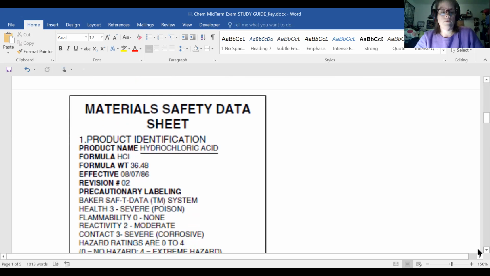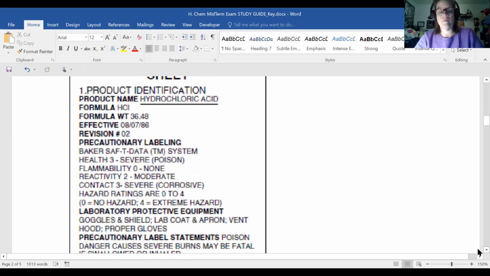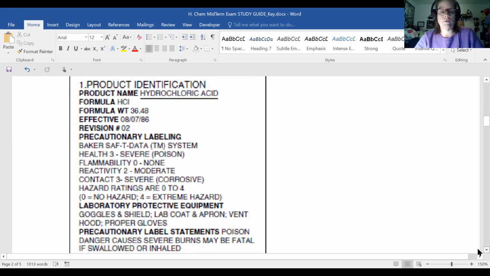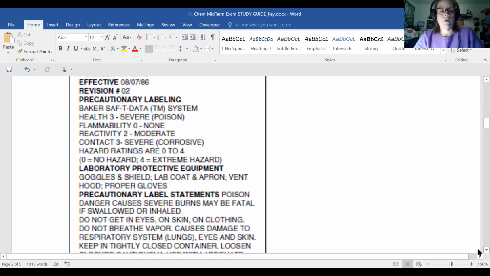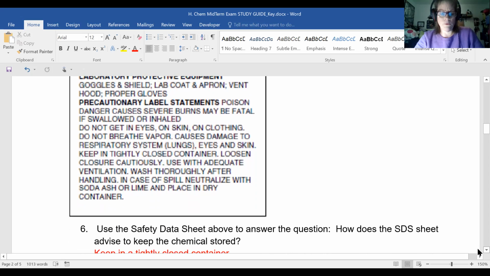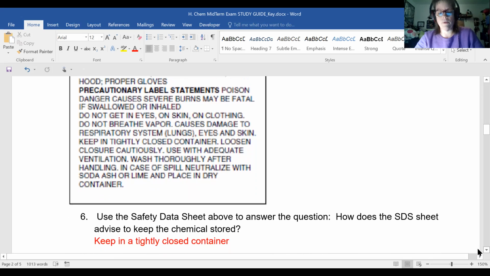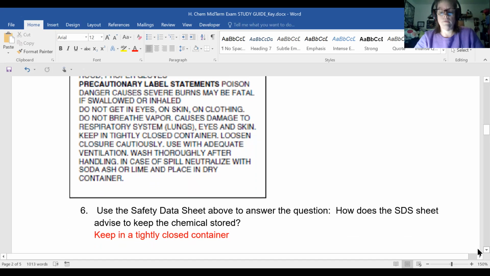All right, next thing we're going to take a look at is what we call a material safety data sheet. Currently, they're calling these just safety data sheets. You'll see it both ways, MSDS sheets or SDS sheets. They're the same thing. It's basically information about a chemical, how to store it, all kinds of safety information, anything like if someone gets hurt by the chemical or a spill or whatever. Your exam question will have a very similar safety data sheet. However, the question may not be exactly the same, but you just have to read through it to get the answer. And this question says, how does the SDS sheet advise to keep this chemical stored?